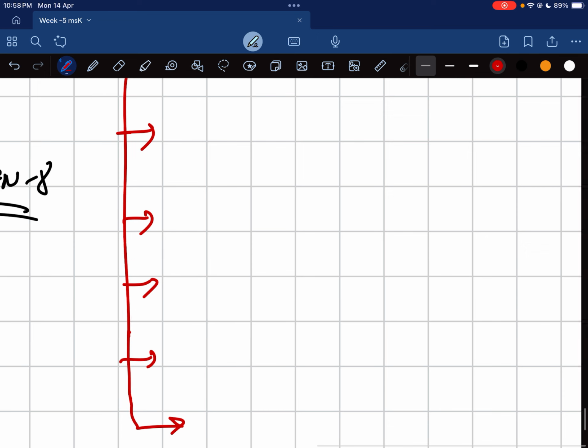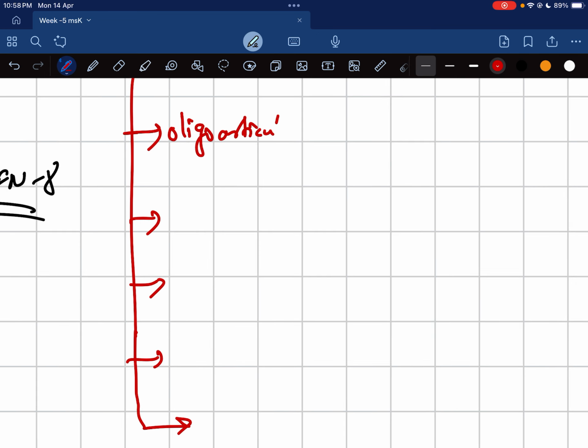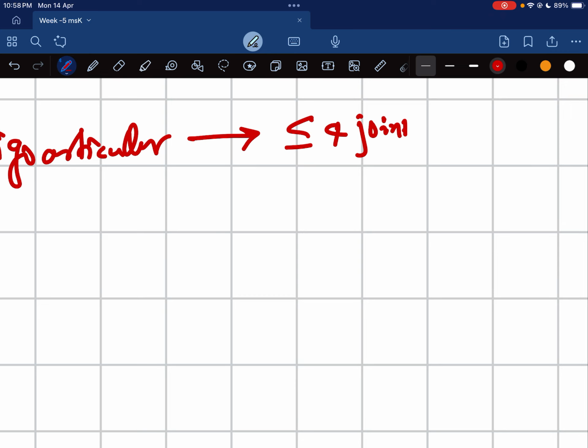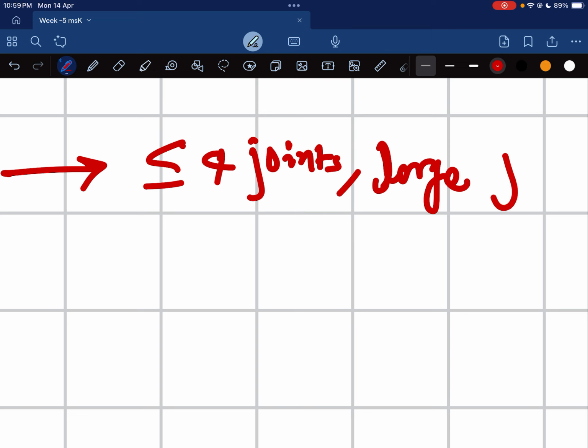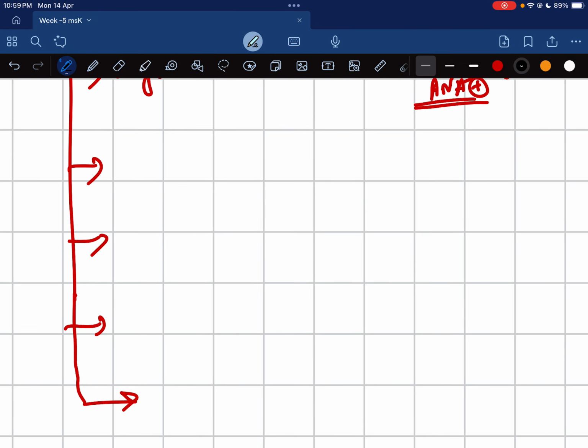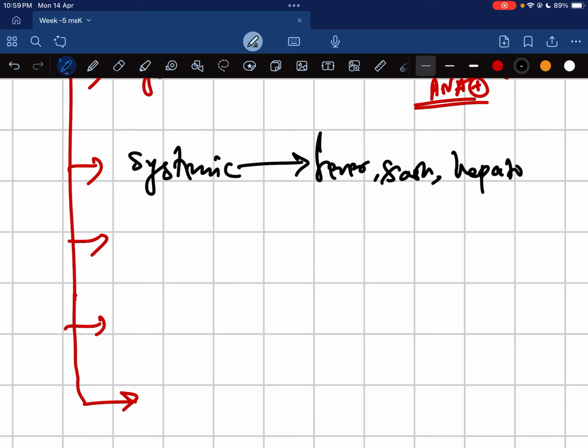In the subtype oligoarticular, there are fewer than 4 joints, large joints, and ANA positive, anti-nuclear antibody is positive. And there is also systemic, in which fever, rash, and hepatosplenomegaly occur.